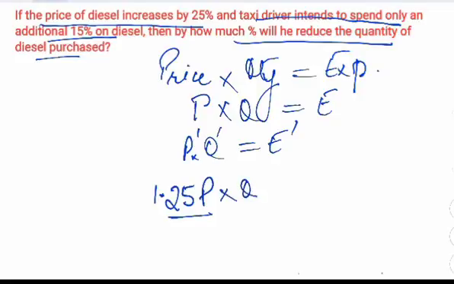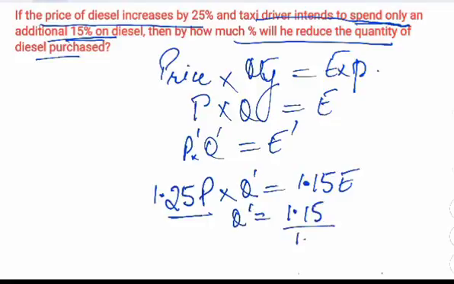Quantity we have to find out, how much it has to be reduced, and expenditure, it says, has to increase by only an additional 15%. So expenditure has increased only 15%. So that is 1.15 E. So from this we can see that Q dash is equal to 1.15 E upon 1.25 P.